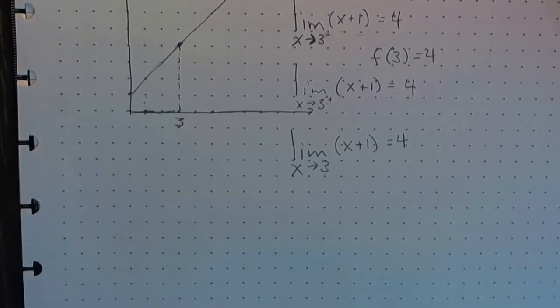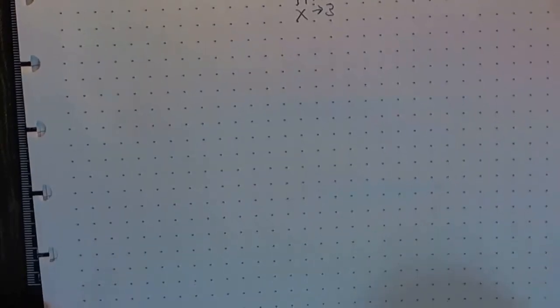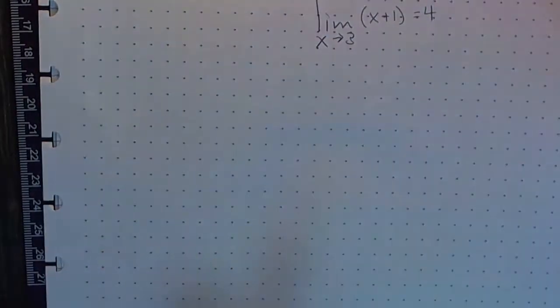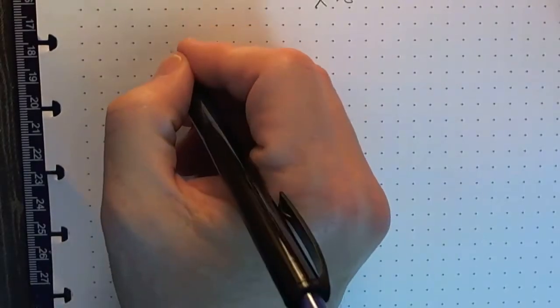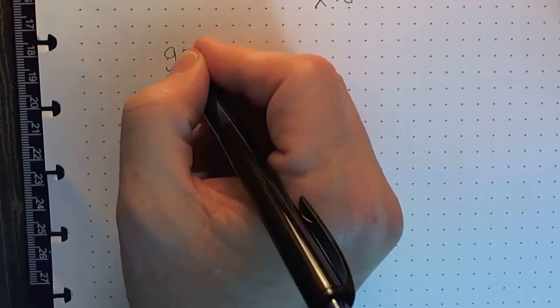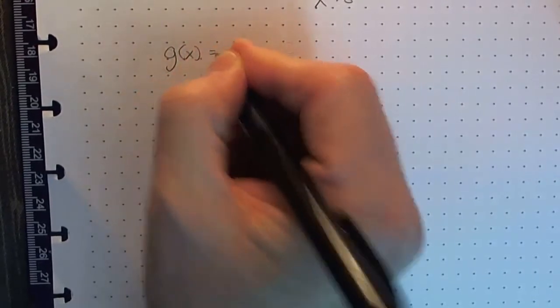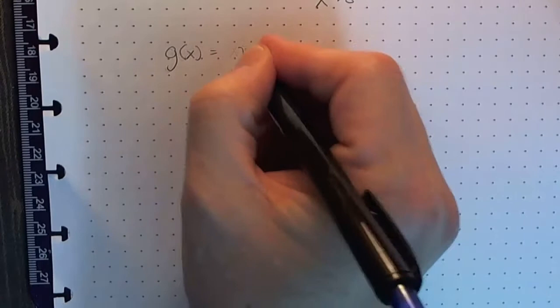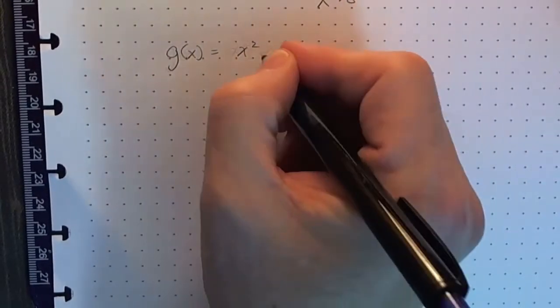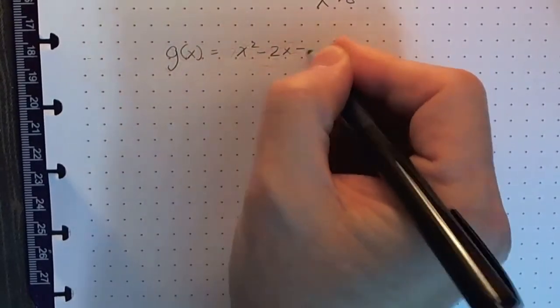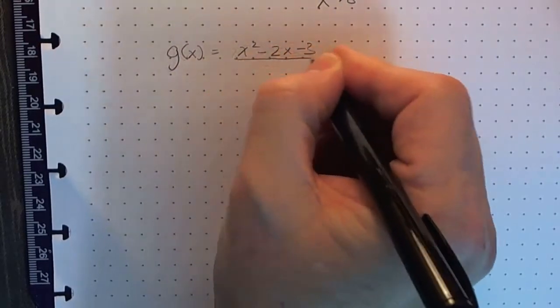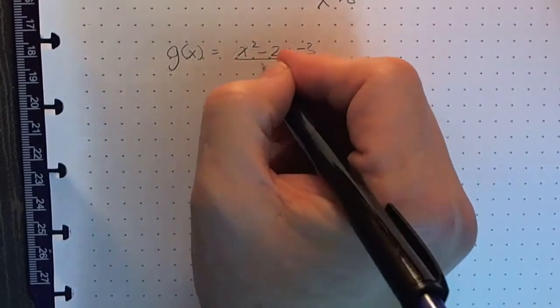And you might think, well, that's just nonsense, because why do we talk about what it's getting close to? We could just plug in and see what it is, and that's how we know. But let's consider this function where it's not so straightforward. Let's suppose we've got some function g of x, and let's suppose that function is equal to x squared minus 2x minus 3 all over x minus 3.